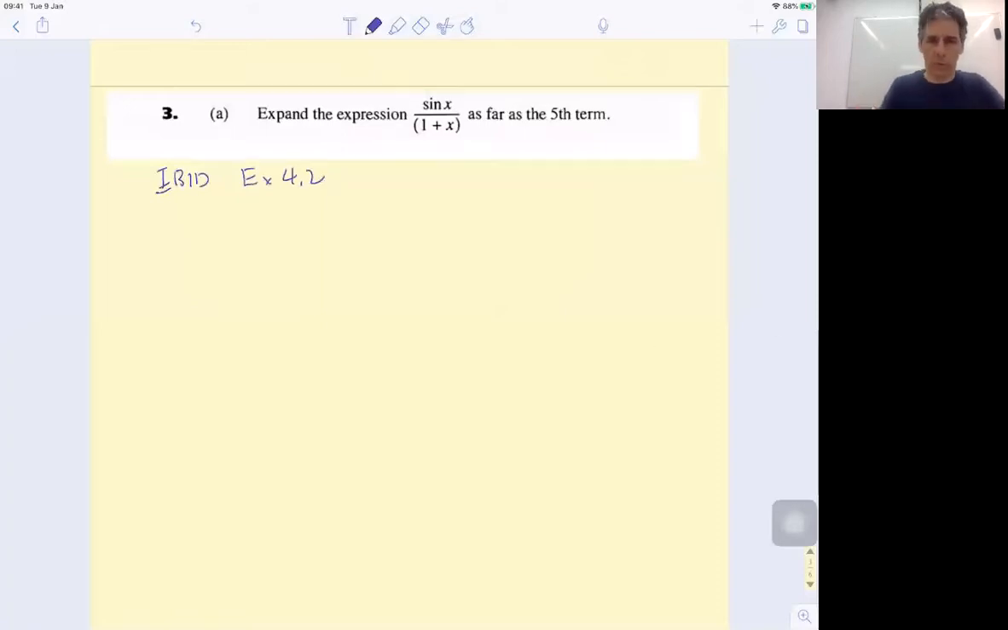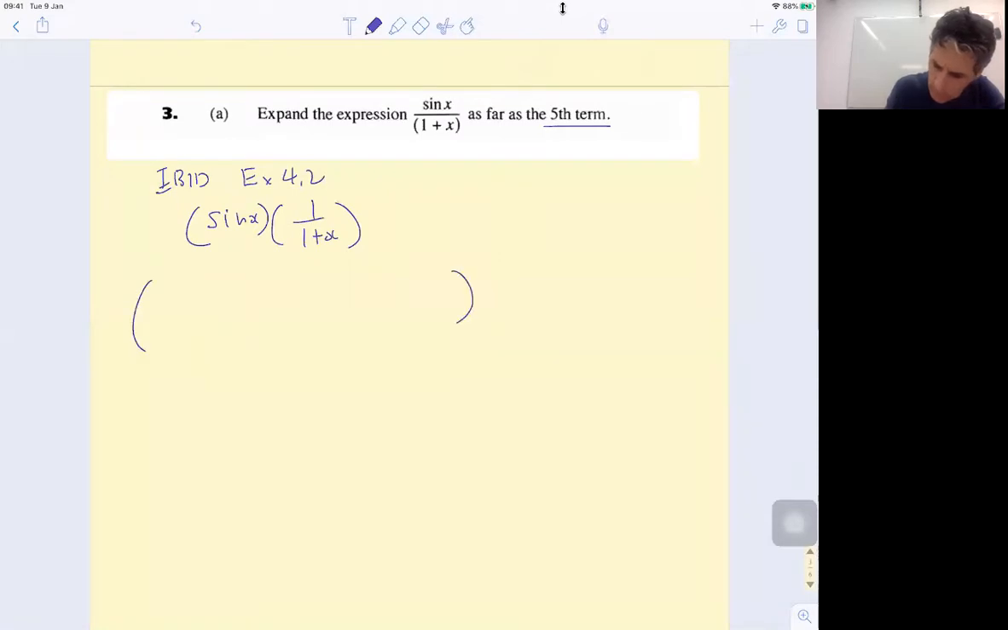And what we're trying to do here is figure out the Maclaurin series expansion for sine x over 1 plus x. The trick here is to separate this into sine x times 1 over 1 plus x. Okay, and then we only want to go to the fifth term. So we find a bunch of terms for sine x and a bunch of terms for 1 over 1 plus x.